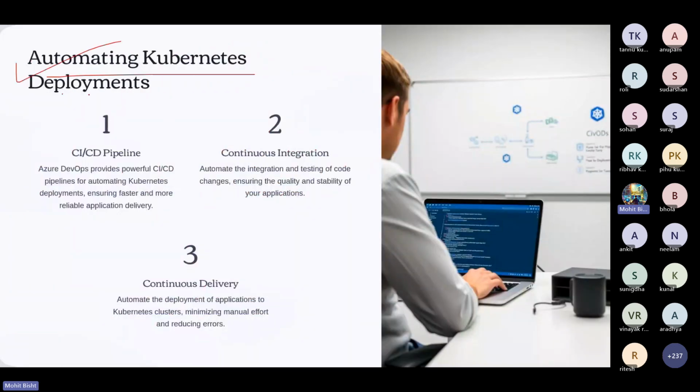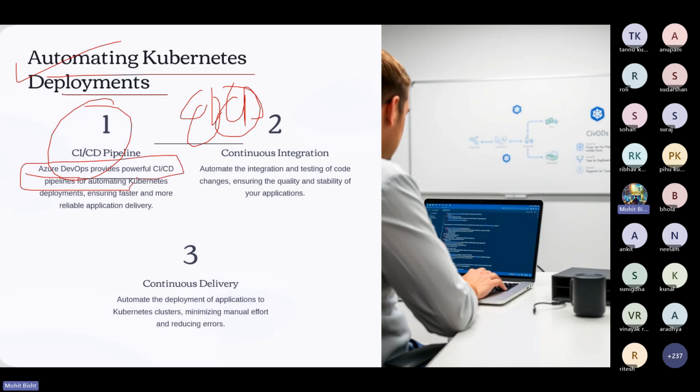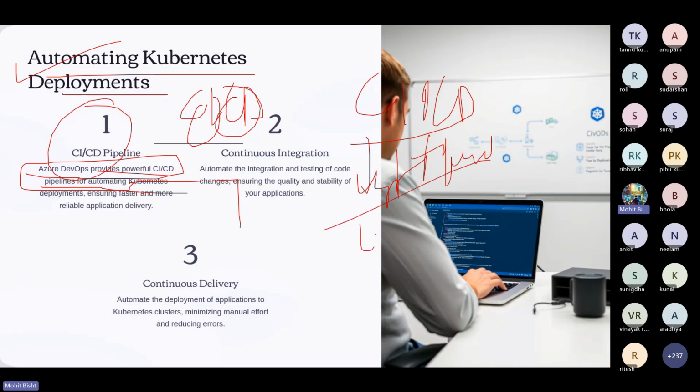Next, we have automating Kubernetes deployment. So CI/CD, people already know what is containerization, continuous integration, and continuous delivery. Azure DevOps provides powerful CI/CD pipelines that automate your Kubernetes deployment. So CI/CD is also related to Git flow, where we can put some script, and it will automate the CI/CD part, right? So CI/CD is nothing but continuous integration, continuous delivery.